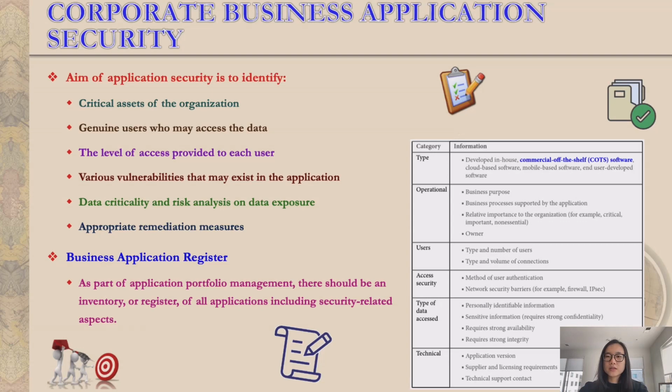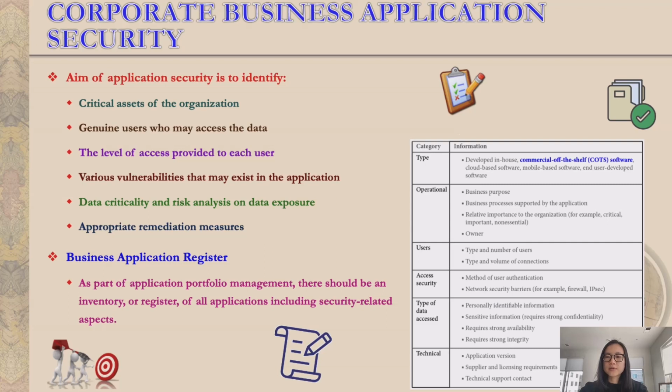Application security needs to be considered as a separate security concern. The aim of application security is identifying the following: critical assets of the organization, genuine users who have access to the data, the level of access provided to each user, various vulnerabilities that may exist in the application, data criticality and risk analysis on data exposure, and appropriate remediation measures.